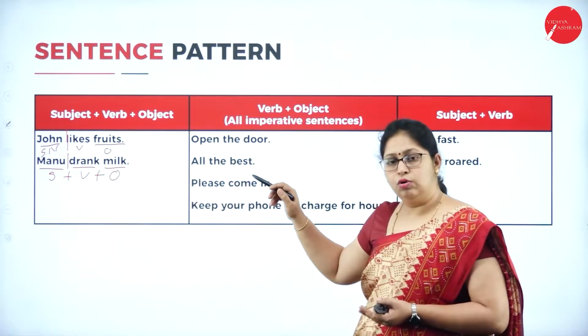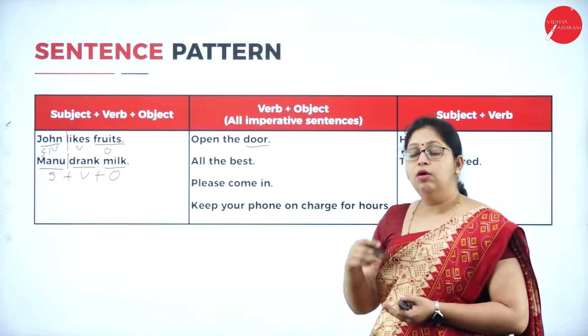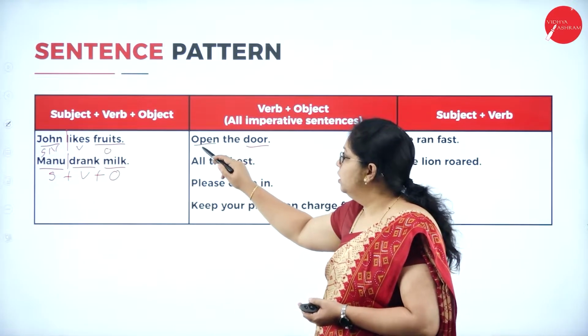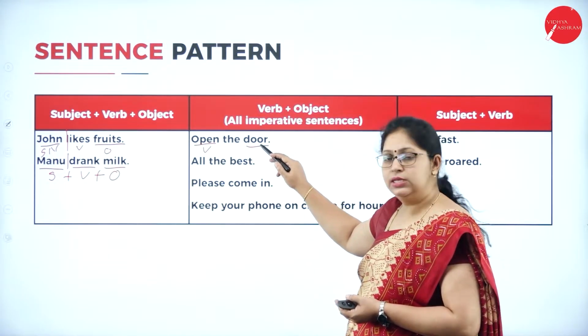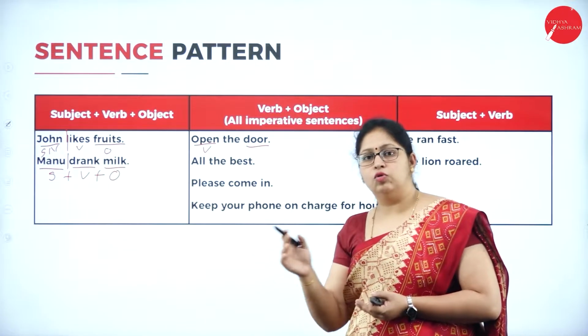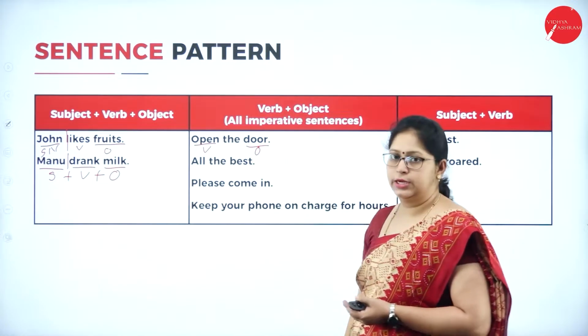Open the door. Where is the noun? The noun is at the end. And in open the door, open is the verb. So, the verb is here. This is an article. Open the door. It is the noun. So, door is the receiver now. Somebody has to open the door. Door is the receiver. So, door is the object.